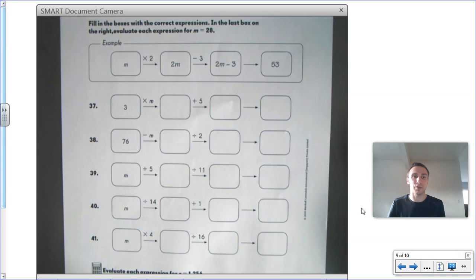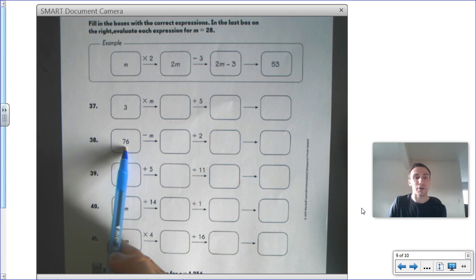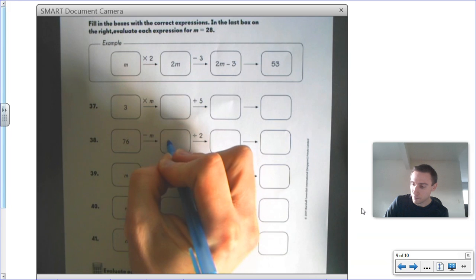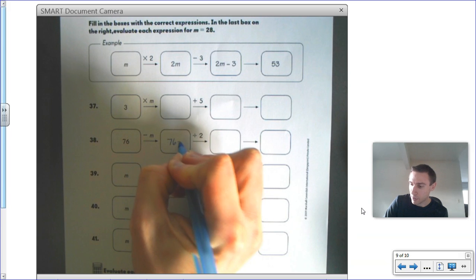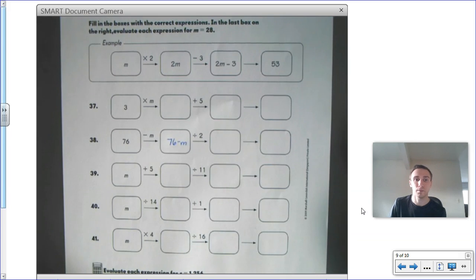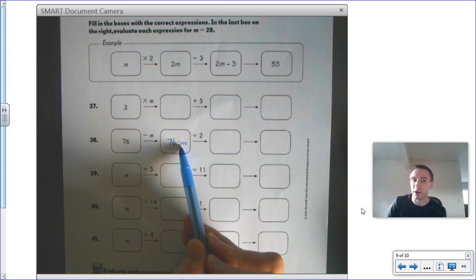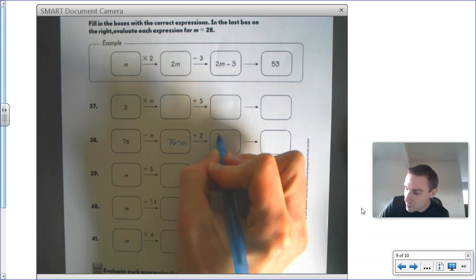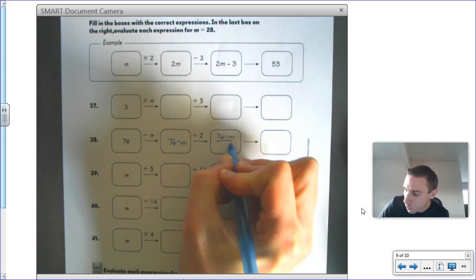Let's take a look at number 37 together. We'll build it together, and then you're going to be responsible for going out on your own. Okay? So I'm going to scratch that idea. We're going to do number 38 together. So for number 38, I start with 76, and I'm told to subtract m, right? So I'm going to do 76 minus m. Then it tells me to take whatever is over here and divide it by 2. So what that's going to look like is 76 minus m all divided by 2.